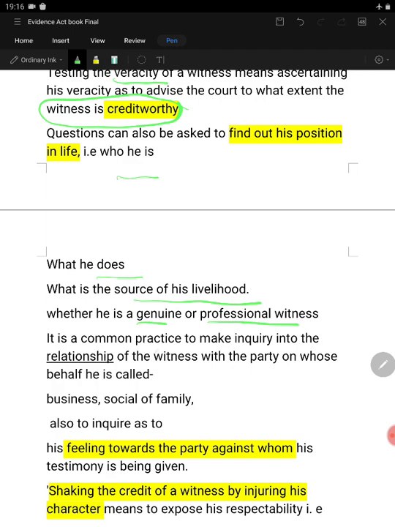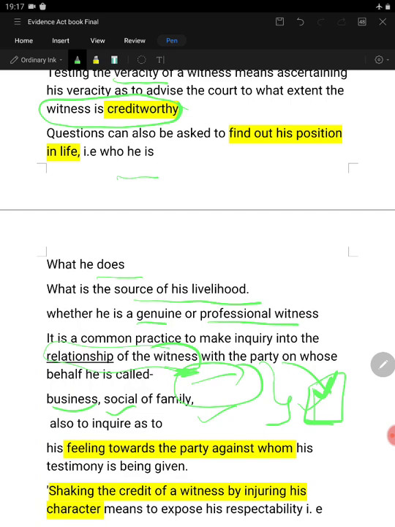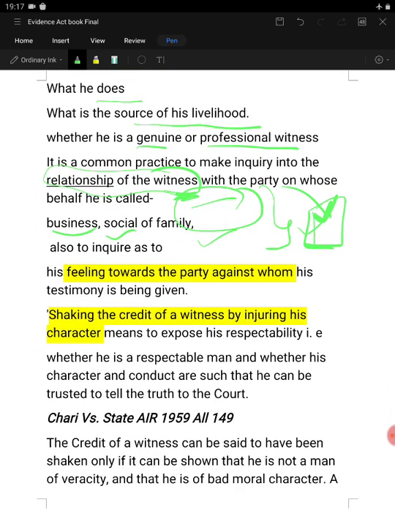Then questions can be asked like what is his relationship with the party? Is he a business friend, a social friend, or a family friend? That shows how he is deposing, whether he is influenced by some extraneous factors, or whether he is speaking the truth. Then his feeling towards the party against whom his testimony is being given, whether he has hatred or earlier friendship.